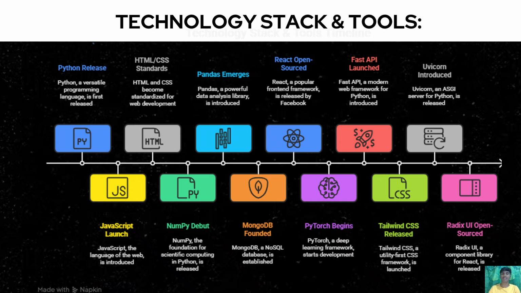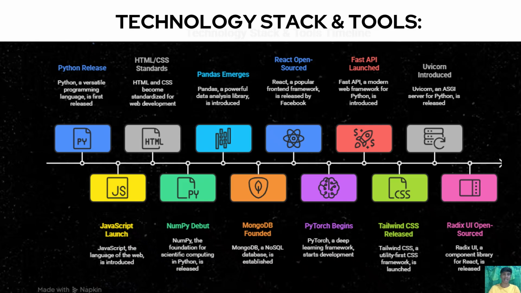Next, we have HTML and CSS, which became the standard of web development. They define the front-end structure and design. On top of that, JavaScript emerged as the language of the web. It adds interactivity and forms the foundation for frameworks like React, which we use for the presentation tier.